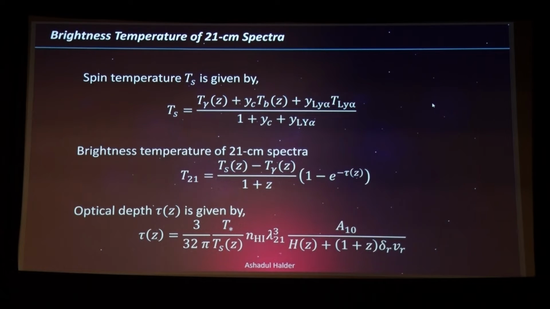After all of this, we get the spin temperature and brightness temperature. Here tau is the optical depth, which can be expressed using this expression. Here A10 is the Einstein coefficient, del V is the peculiar velocity of the gas, and N_HI is the number density of neutral hydrogen atoms.